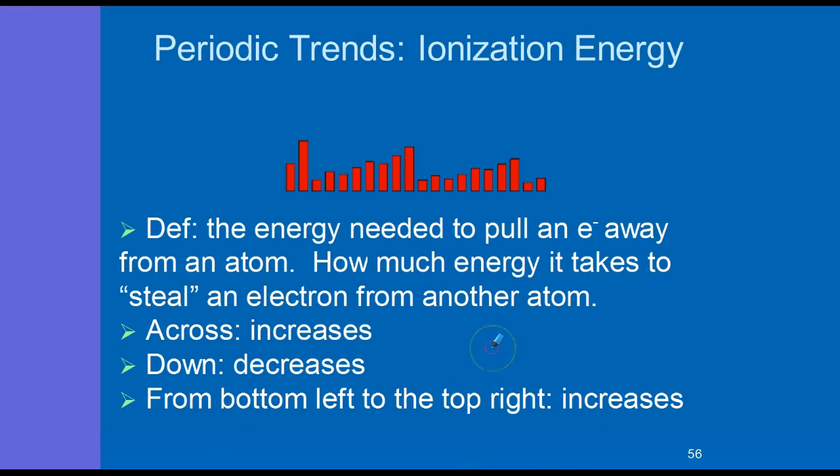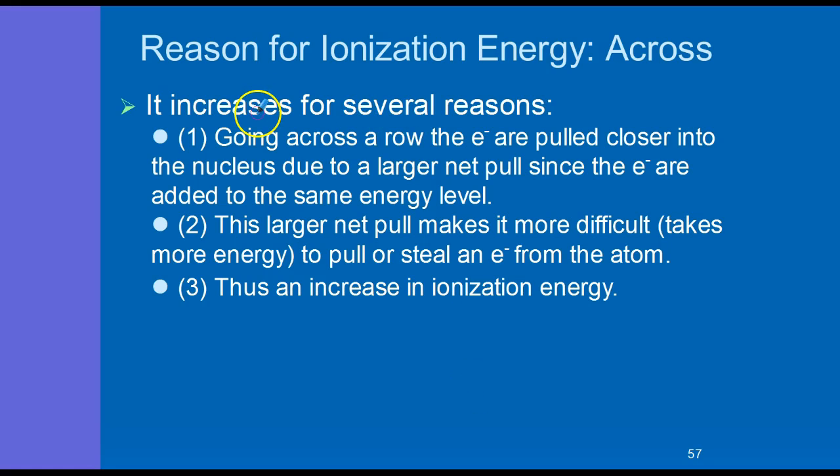The atomic radius, I memorized that trend, and then the ionization energy and the electronegativity, which we haven't looked at yet. Those two trends are the opposite of atomic radius. So you really just need to memorize one and know the other trends are opposite, and it's opposite for a reason. So ionization energy increases for several reasons.